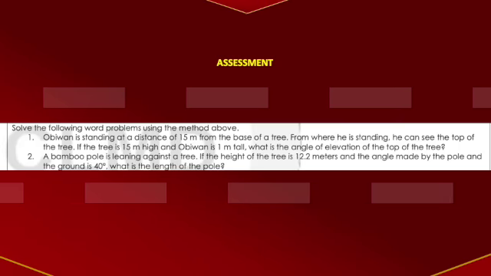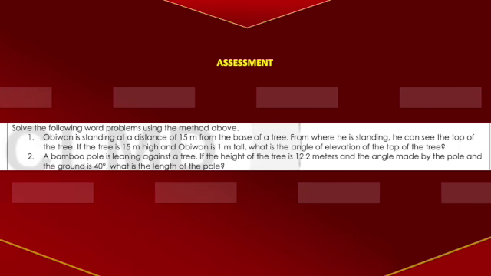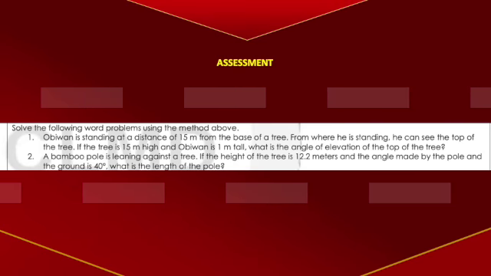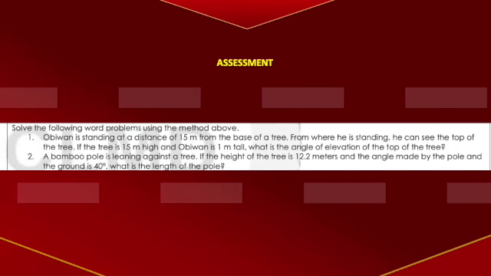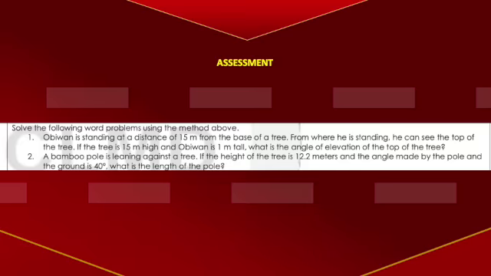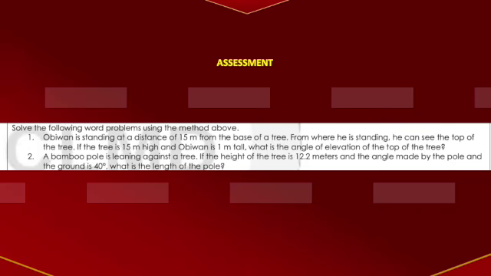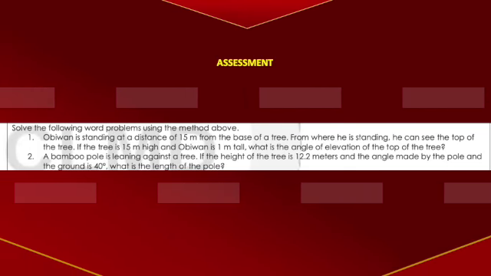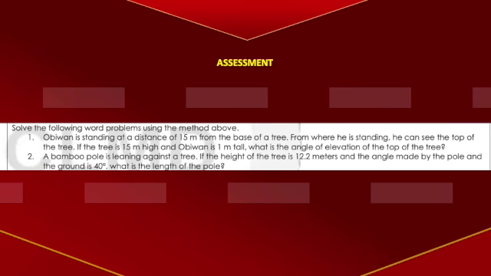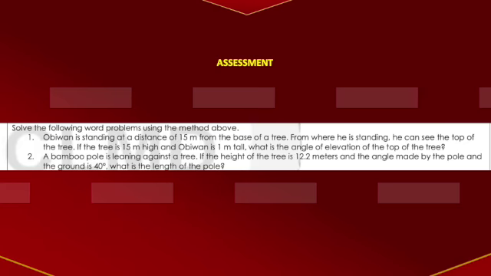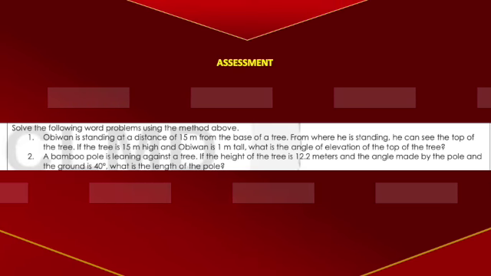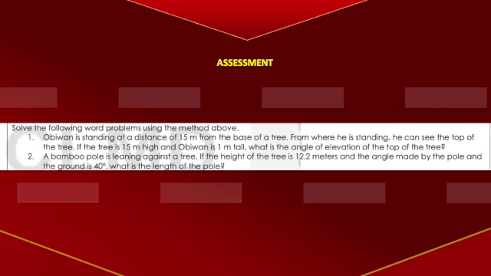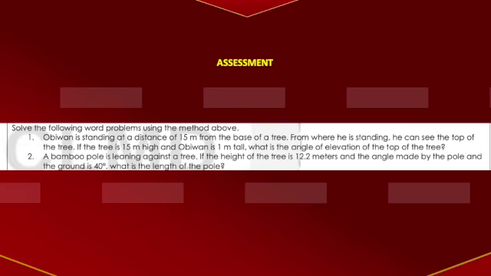Next. Okay, so this is the last one, the assessment part. Okay? Para malaman natin kung talagang may natutunan kayo dito. So, solve the following word problems using the method that we discussed. Number 1, OB1 is a person. OB1 is standing at a distance of 15 meters from the base of the tree. From where he is standing, he can see the top of the tree. If the tree is 15 meters high and OB1 is 1 meter tall, what is the angle of elevation of the top of the tree?